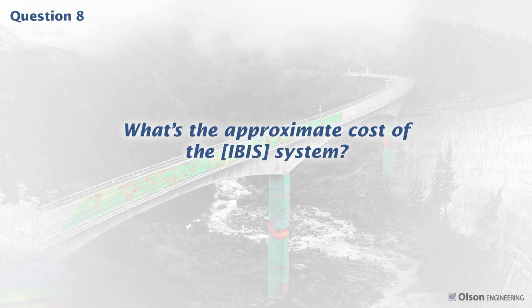What's the approximate cost of the system? Nominally $100,000 for the IBIS-S. But of course, I'll refer you to our neighbor, IDS-Geo Radar in Golden, to quote anything like that.